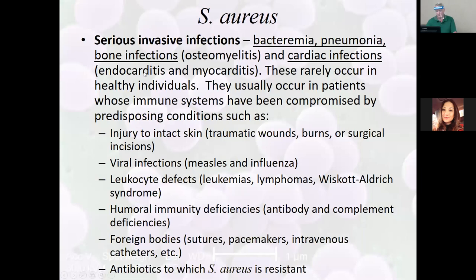But there are serious invasive infections. It could move into the blood: bacteremia. It can cause pneumonia. It can cause bone infections, osteomyelitis. It can cause heart infections, endocarditis or myocarditis. These rarely occur in healthy individuals, but we don't want to cause them just because somebody's having issues. This could be the reason they die on us. They usually occur in patients whose immune system has been compromised.